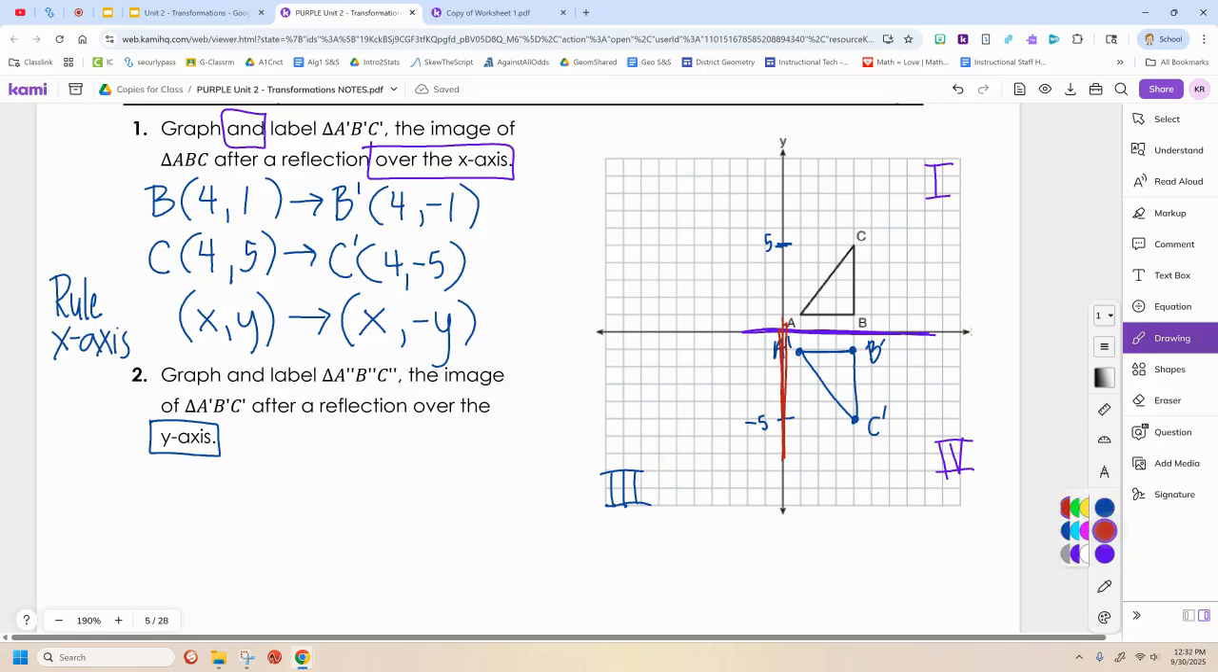Once again, you're just counting over and plotting your points. So A is 1 away from the line. A prime is 1 away from the line. So we're going 1 away from the line right here. That's going to be my A double prime. I know I'm getting a little messy. It's okay.